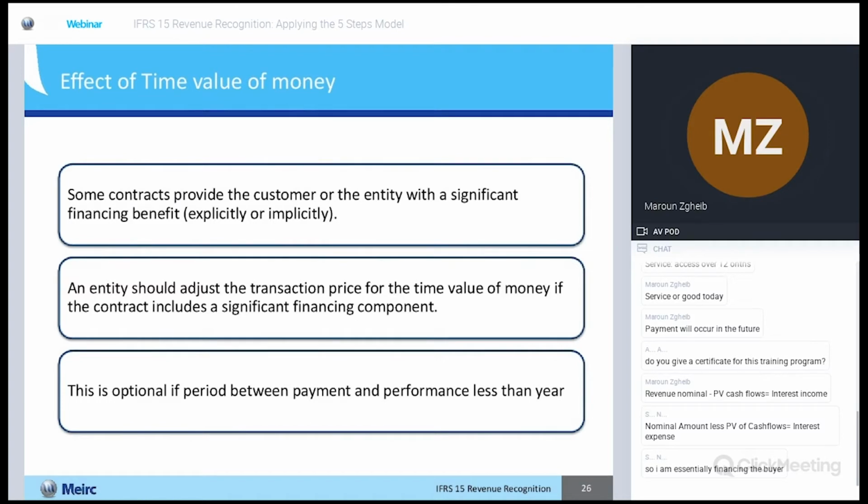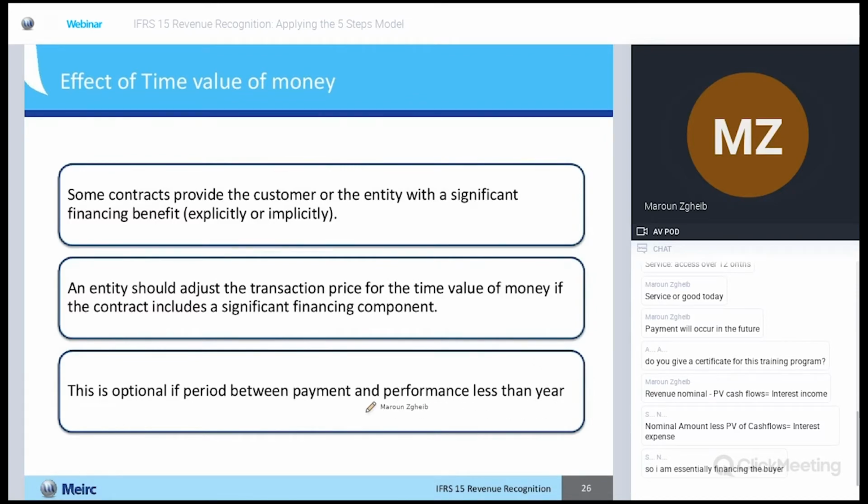If you are a company that sells to the Ministry of Defense Services, or to any counterparty, and you tell them you have to pay me after 1 year, then there is an interest income component within the selling price. This interest income component is identified by calculating the present value of cash flows, and the difference between the present value of cash flows and the nominal amount that you will receive in 1 year is considered as interest income to the seller and interest expense to the buyer.